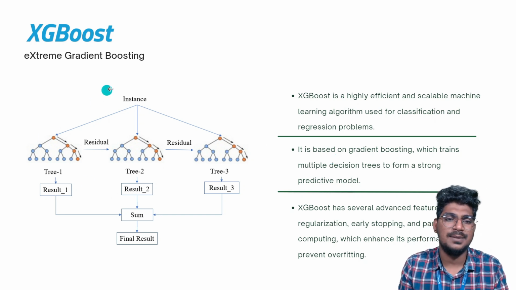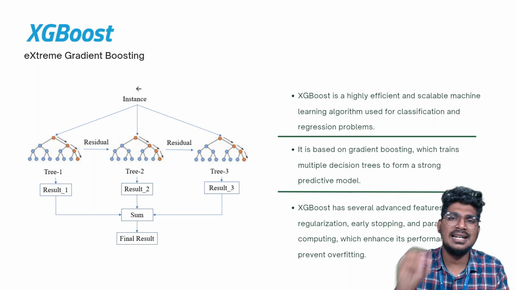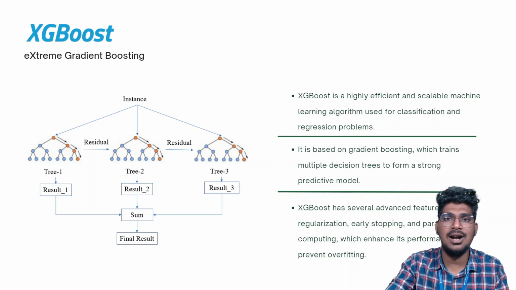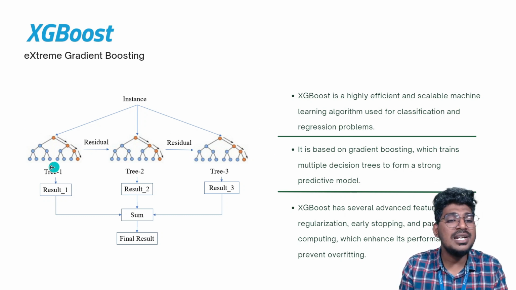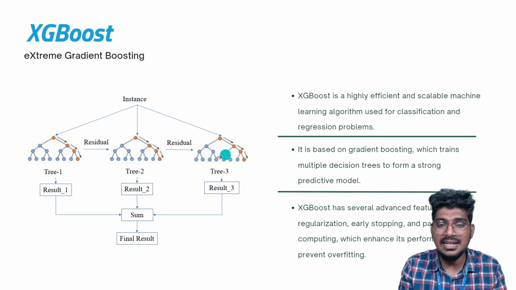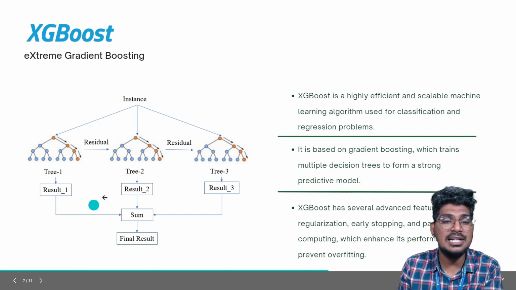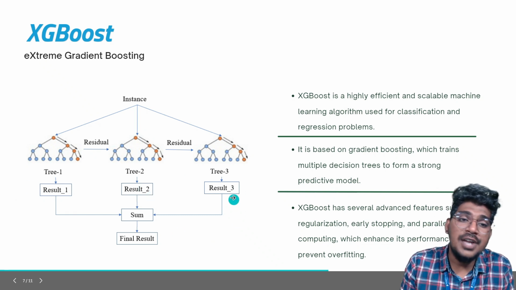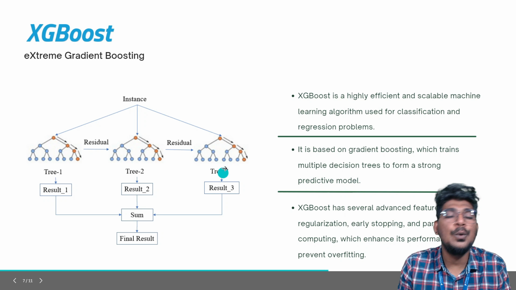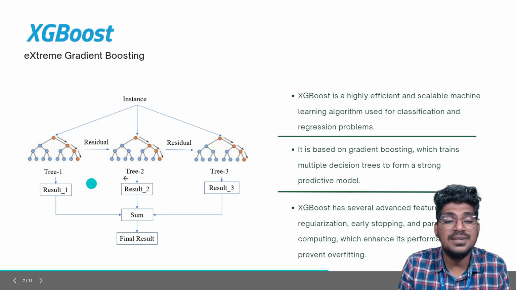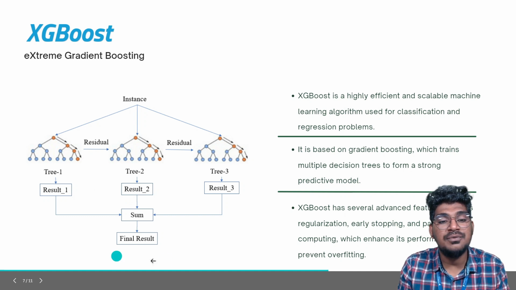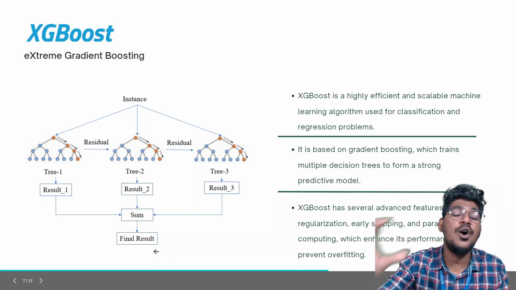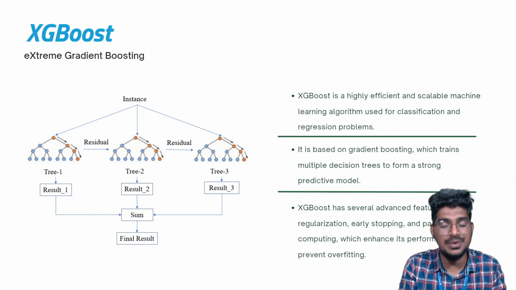For example, once you select random sample data to apply to multiple decision trees, tree 1, tree 2, and tree 3, these trees give particular results: result 1, result 2, result 3. Now we calculate the sum to calculate the average. After that, it gives the result. That means the sum is very important. The final result is the value obtained from the decision trees.